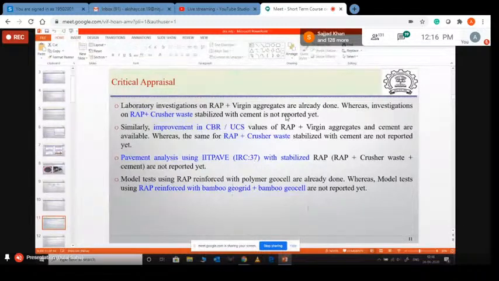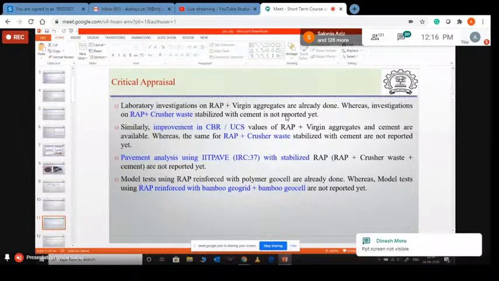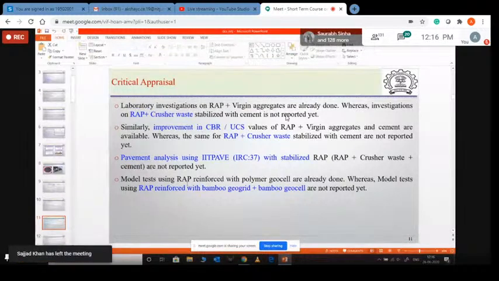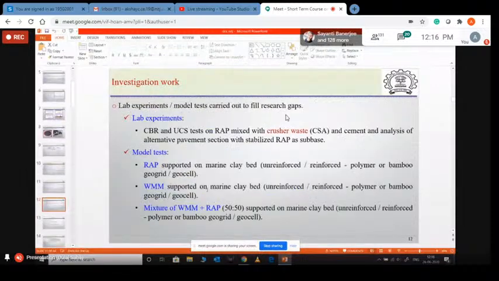And we have done some model tests, and in this model test we have used polymer geogrid and geocell and bamboo geogrid and geocell to see the increment in load carrying capacity of the layer. So seeing that load carrying capacity of the layer, we try to find out how the improvement can be achieved.